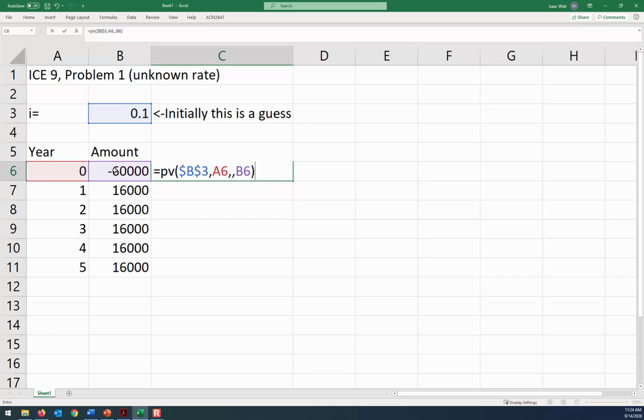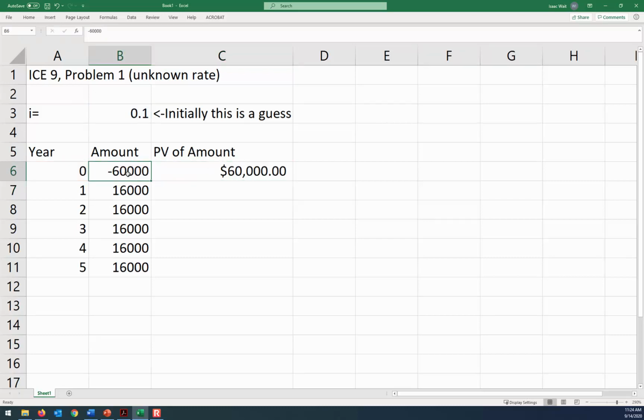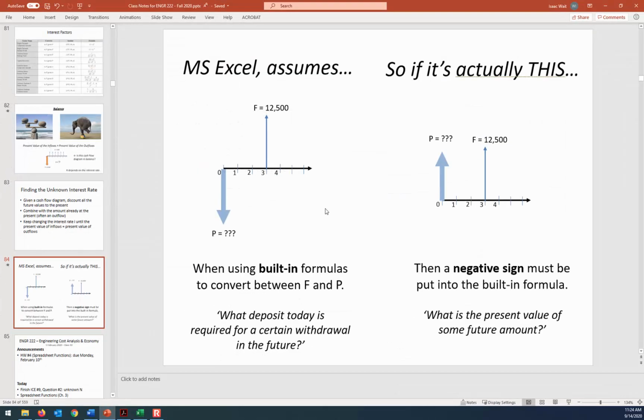I didn't put the minus sign in, and I want to show you what happens if you don't. So now it's saying positive 60,000. It has changed negative 60,000 into positive. And so that's what I was talking about when I told you that sometimes Excel will change the sign on you.